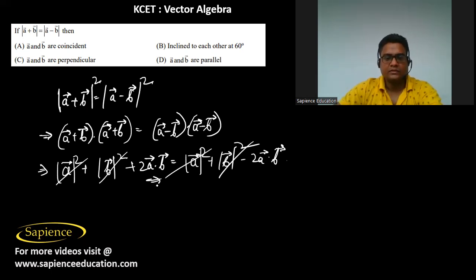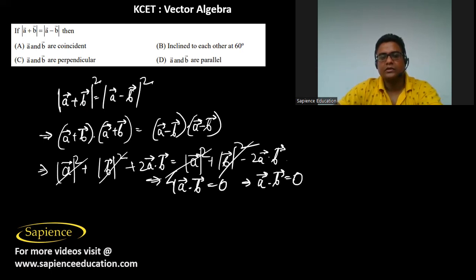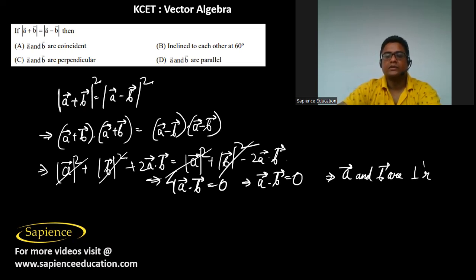And then from here we can see that 4a dot b is equal to 0. So it means a dot b will be 0. So a dot b is 0. It means that a vector and b vector are perpendicular. So option C is the correct answer.